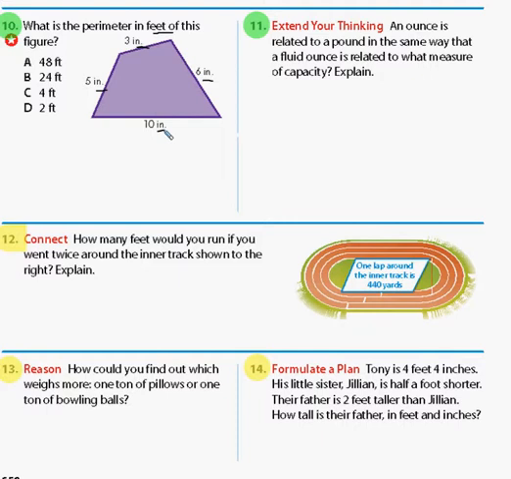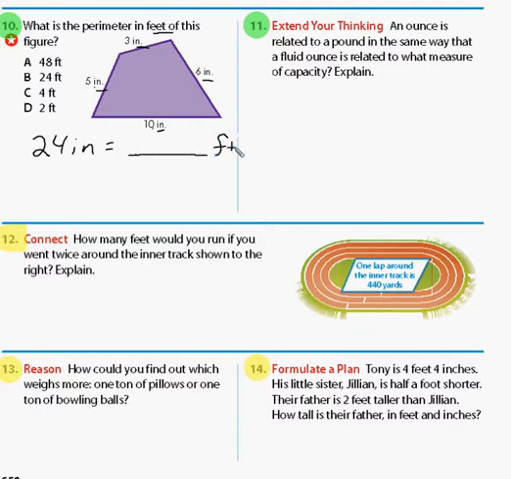So we would go ahead and add. We'll just add it up. So 10 plus 5 is 15. Plus another 3 would be 18. Plus another 6 would be 24. So the perimeter around it is 24 inches. And it's asking us how many feet that is.